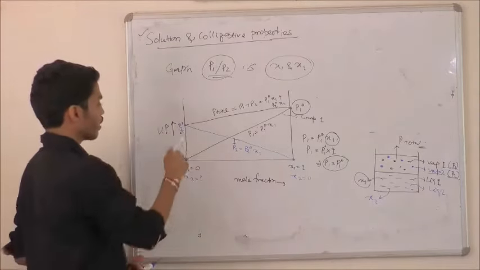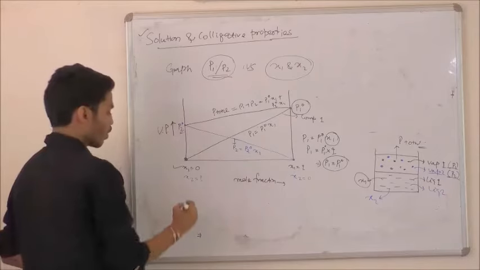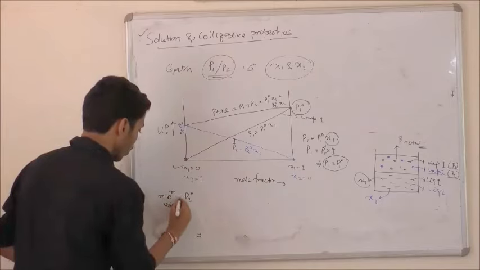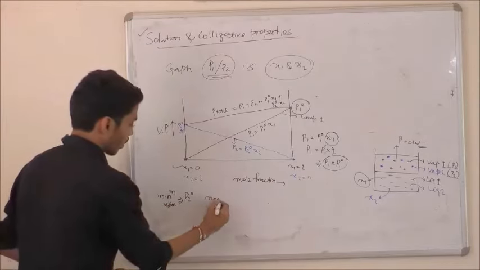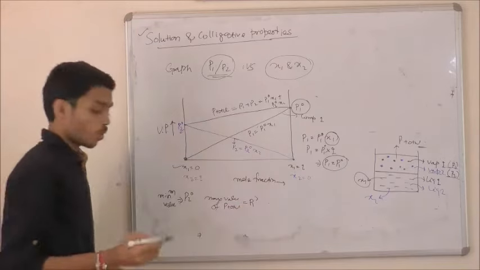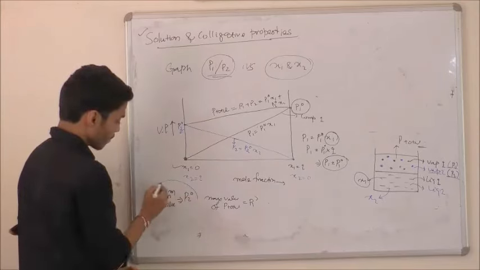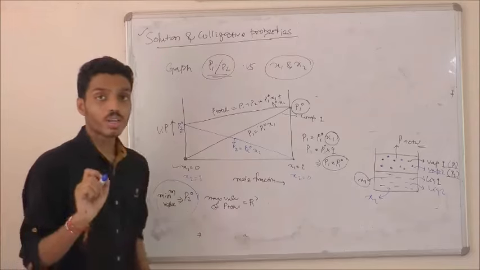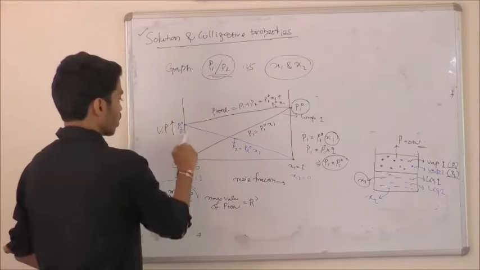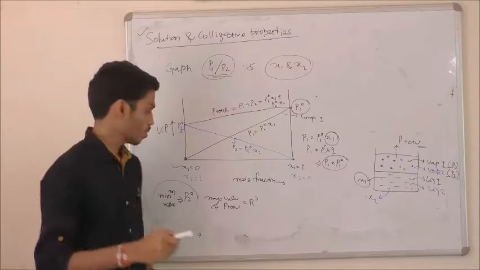And you can say that the total vapor pressure has a minimum value of P2 naught, and the maximum value of P total equals P1 naught. What does this imply? Since the minimum value of pressure is P2 naught, it means component 2 is less volatile. So this component 2 is less volatile in the solution. As a result, the vapor pressure due to it is also less.